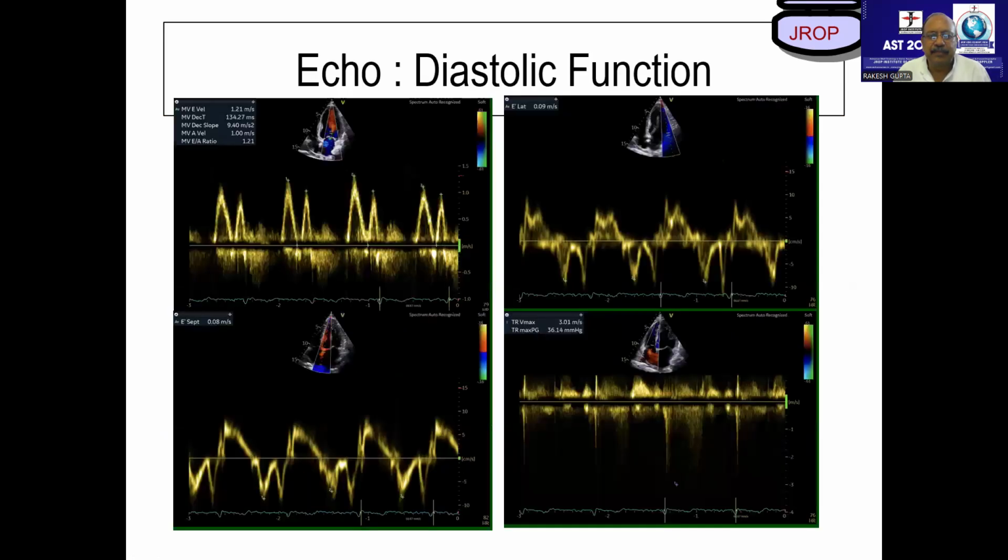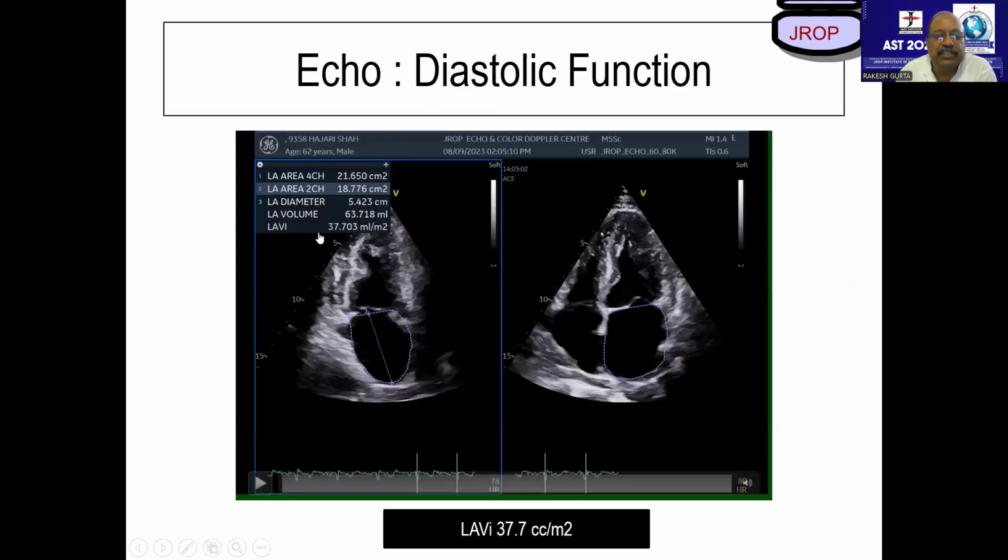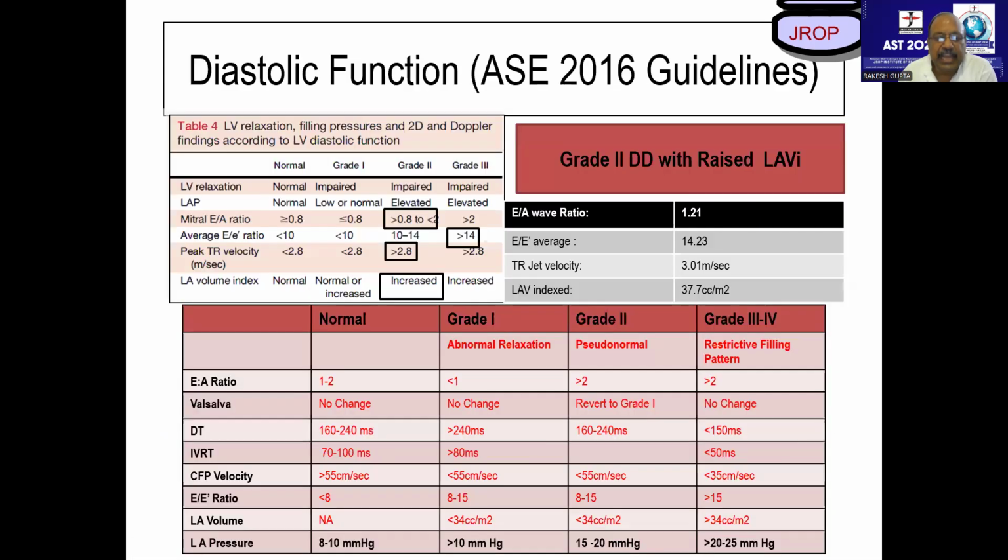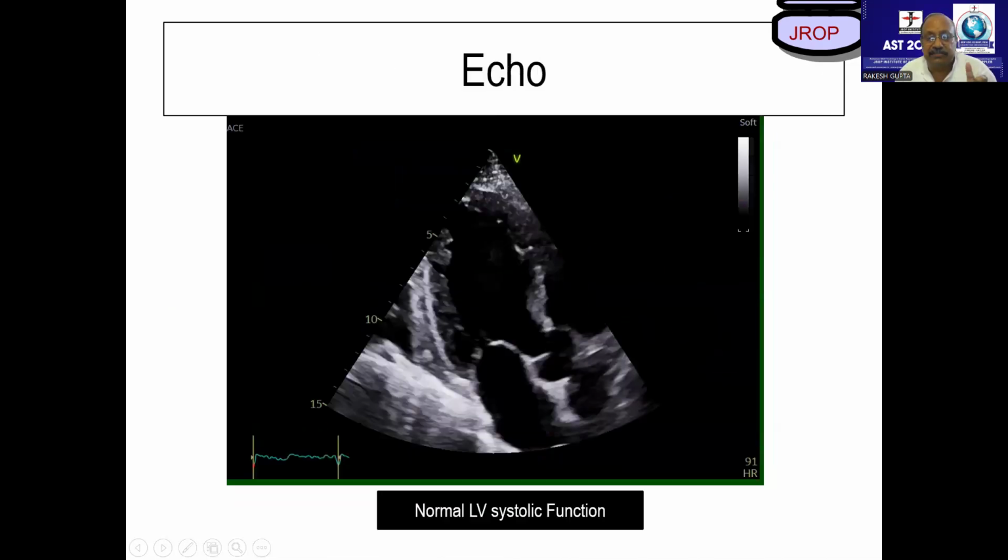Mild MR. And now look at the classification of E ratio, E prime septal, E prime lateral, TR jet velocity, and LA volume index, which is 38 ml, more than 34. And if I put all these parameters into this classification, this guy belongs to grade 2 diastolic dysfunction, the raised LA volume. It means his LA pressure is almost 15 to 20 millimeters of mercury. No systolic dysfunction.